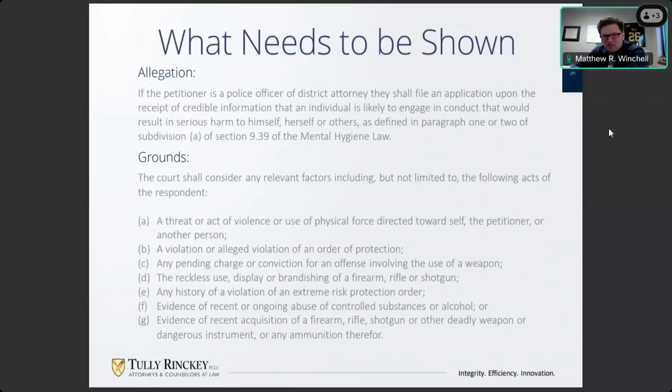That's very broad. I haven't seen a case where that one has been alleged yet, but it would be an interesting one to see justified under the law.